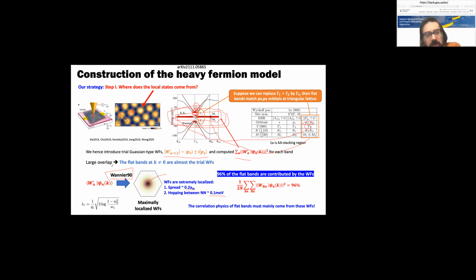Now, at the beginning, we did this numerically. Now we have unpublished calculations where we can actually get the spread analytically from the parameters of the Bistritzer-MacDonald model. For people that are familiar with the Bistritzer-MacDonald model, these are parameters of the model, and this is now the spread of the Wannier state, which has a very nice analytic form in terms of parameters of the Bistritzer-MacDonald model. I won't go into that, but what I will go into is that now, having built these Wannier states, you can ask how much of the flat band.